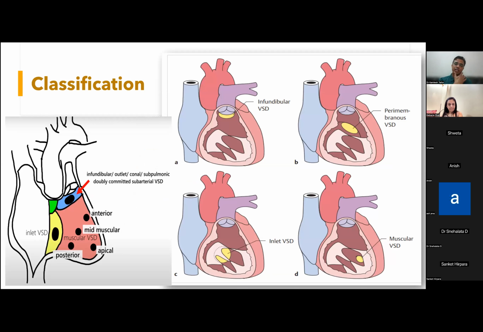And the anatomical classification of VSD also depends on this structure. So if it is a defect in the muscular septum, it is called a muscular VSD, either anterior muscular VSD, mid muscular VSD, apical VSD, or posterior VSD.